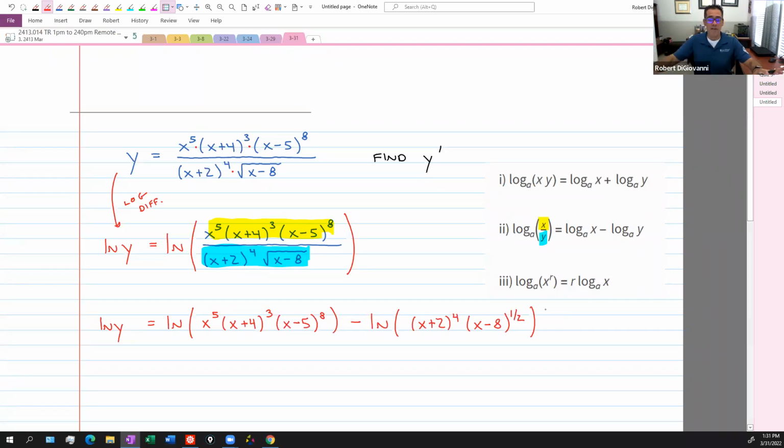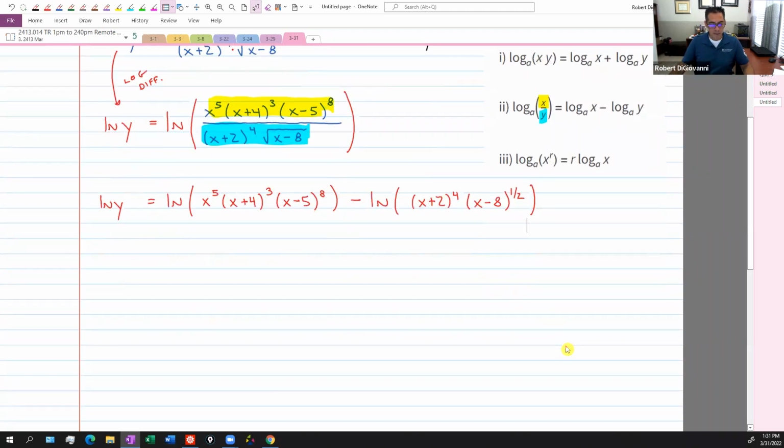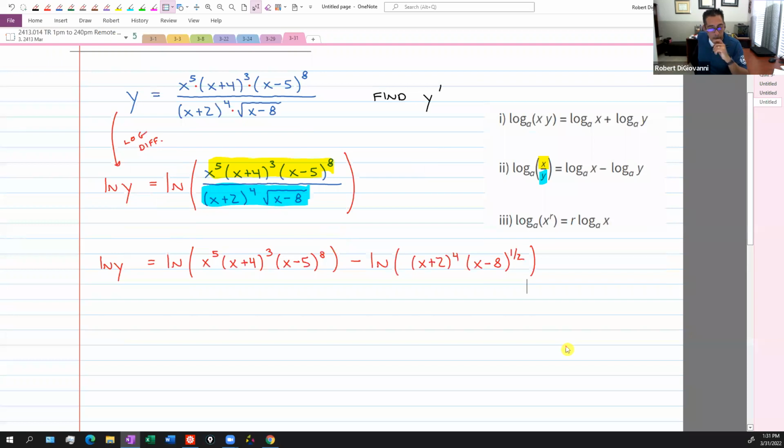Have I taken a derivative? No. All I've done is taken the log of both sides, and now I'm just algebraically manipulating this. Stop me if you have any questions. I have multiplication here. Do you see I have multiplication? I'm going to put black dots where I have multiplication.